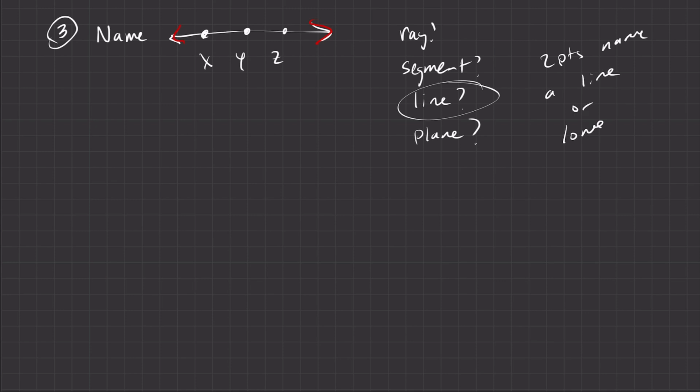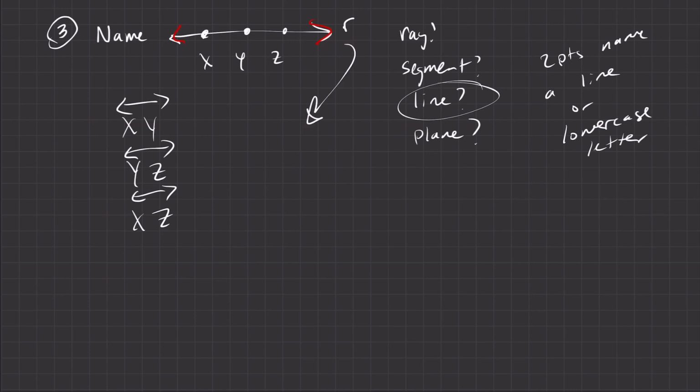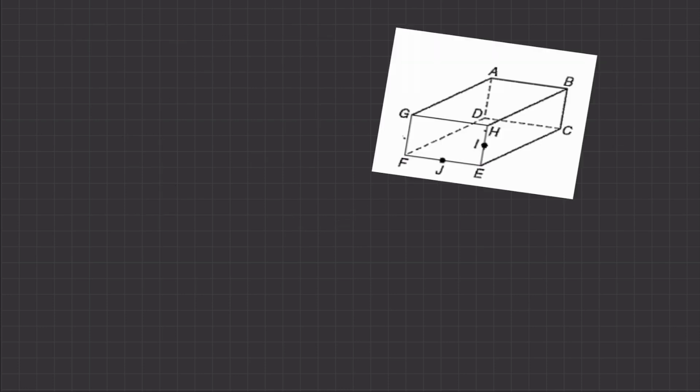Or the lowercase letter. And I'm going to go ahead and introduce that lowercase letter. It's going to be right next to that line there, okay? So, give me one way to name a line. Using this example, we can call that line XY. Perhaps you want to call it line YZ, or we can call that XZ. It does not matter. And don't forget, we can call that line R, the lowercase letter. Okay? Line R, the lowercase. All right, number 4.